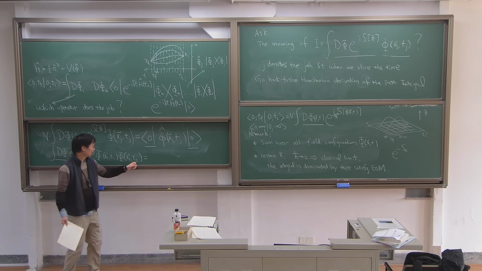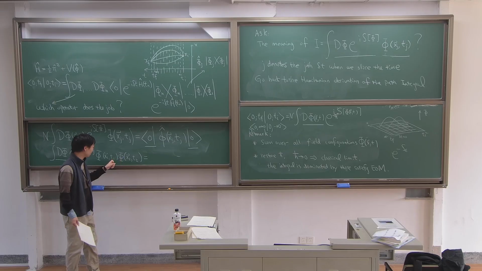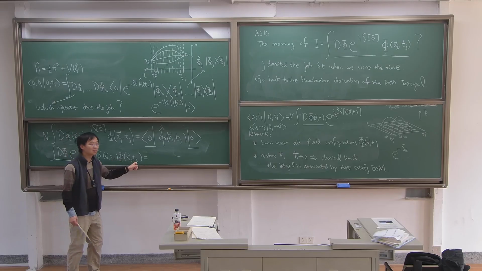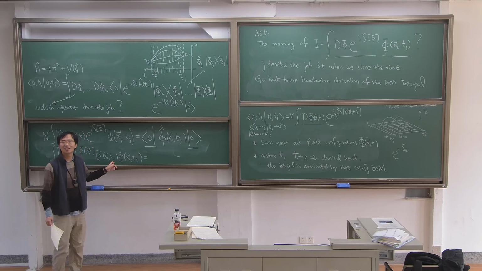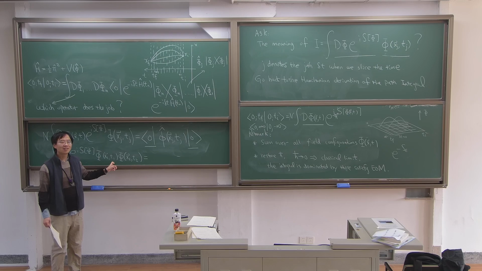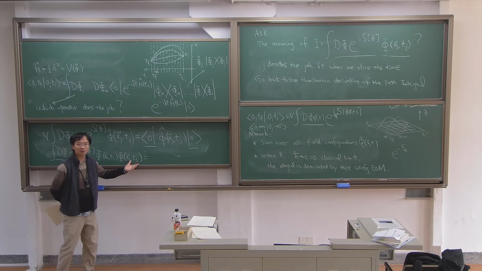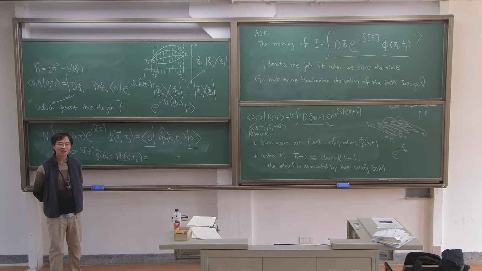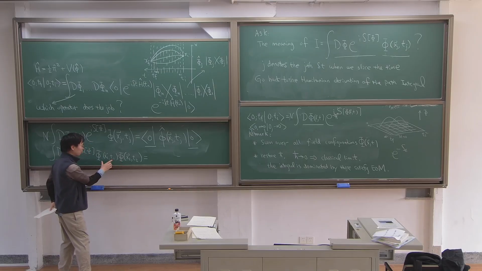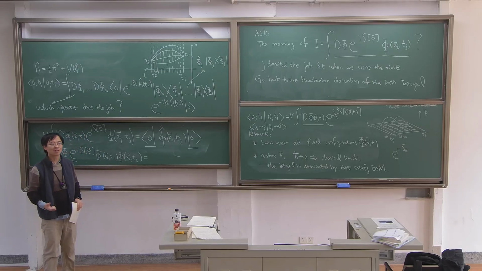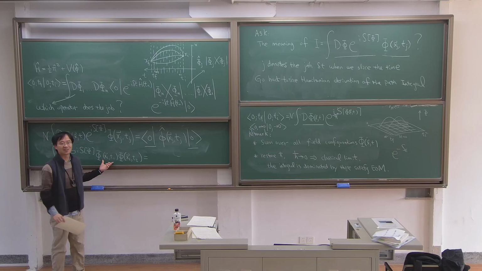Suppose now t2 is greater than t1, meaning t2 is later and t1 is earlier. Then t1 has to be located on the right, because that's the earlier time, and t2 has to be located on the left. It doesn't matter in the path integral whether you put this on the left or on the right. This is no big deal, no difference.